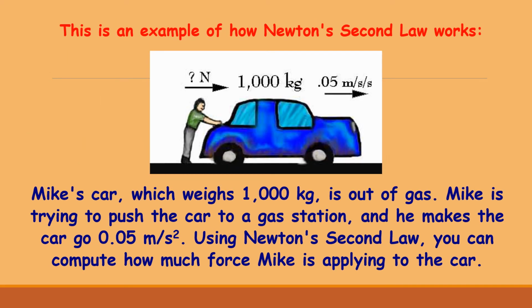So to clearly explain the relationship, let's have an example of this. Okay, Mike's car weighs 1,000 kilograms and it is out of gas. So Mike is trying to push the car to the gasoline station and he makes the car move at 0.05 meter per second squared. Using Newton's second law of motion, you can now compute how much force Mike applied to the car. Okay, so this is the solution.